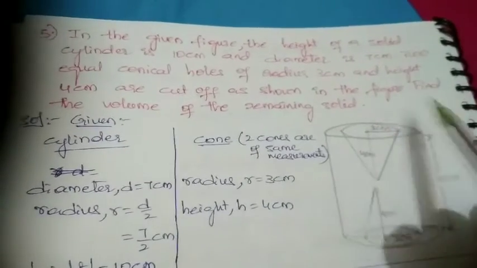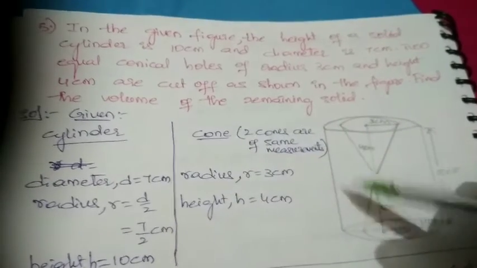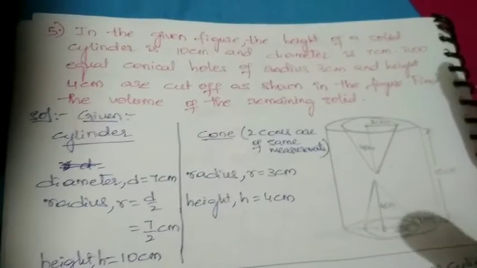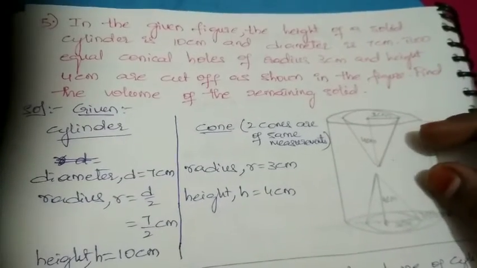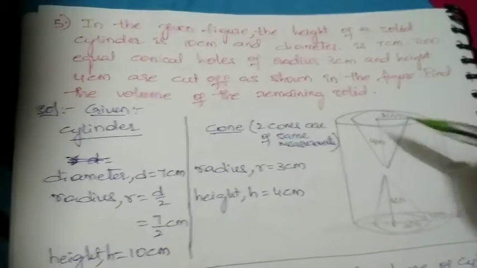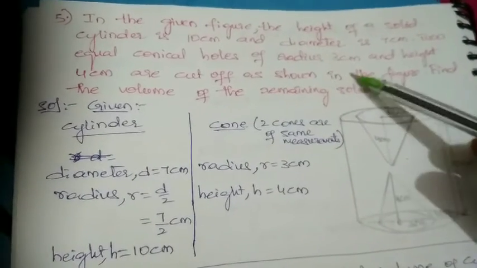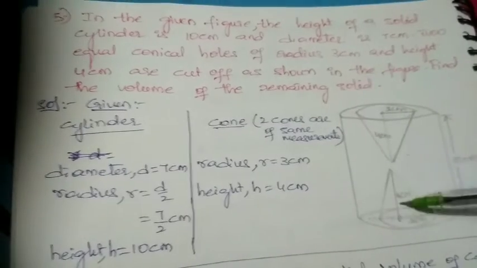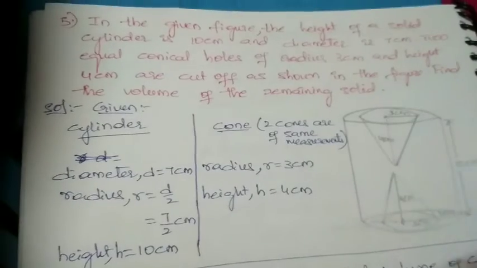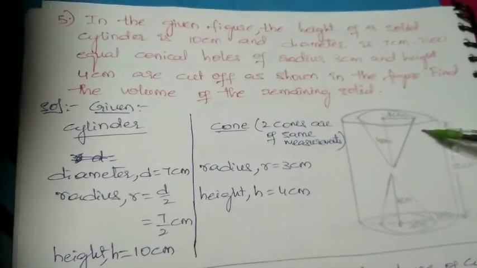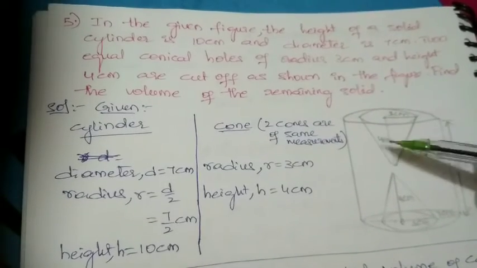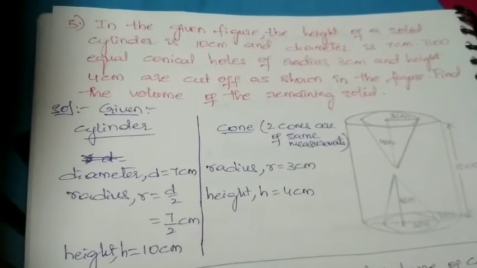Now what is he asking? Find the volume of the remaining solid. Whatever volume is left over, we should find out. Just now we discussed, whenever you want to find the volume of the remaining solid or the volume of water left over in the tub, from the total volume you should subtract whatever shapes you are cutting off or inserting into that shape. So here what I have to do? From the volume of the cylinder, you should subtract these two volumes of cones.